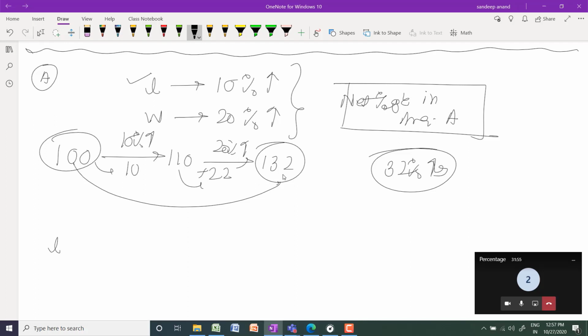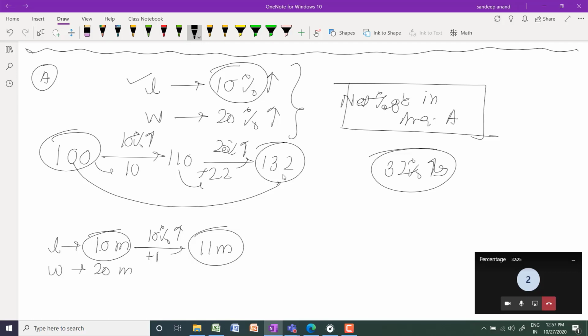Suppose the length of a rectangle is 10 meters and the width is 20 meters. Now the question is that length is increased by 10%. So what is 10% of 10 meters? It's 1. Yes or no? So I need to add 1. Since I am increasing my length by 10%, initially the length was 10, now the length is 11 meters.